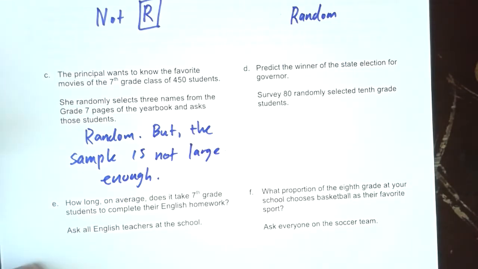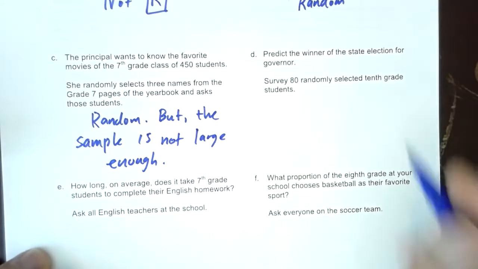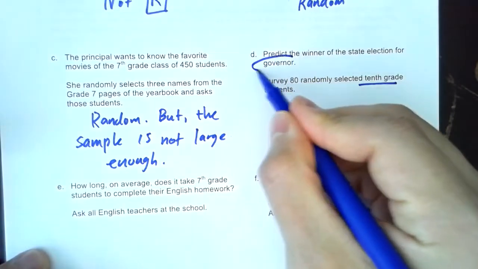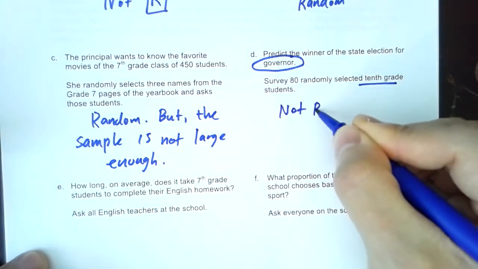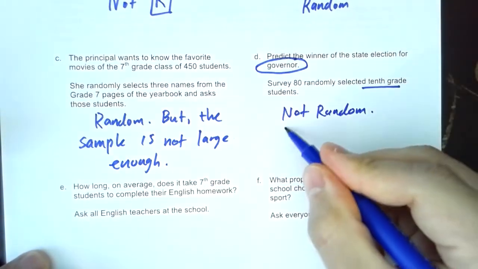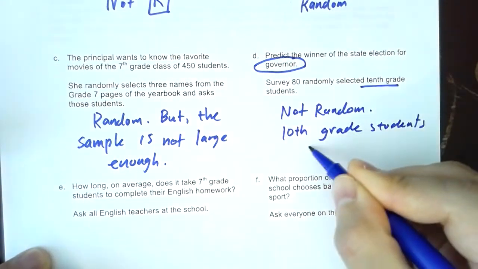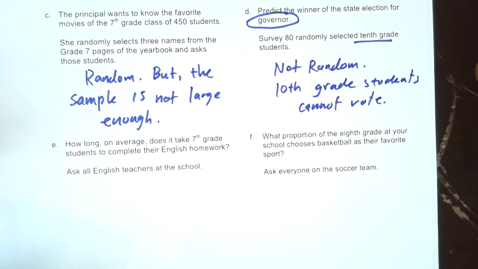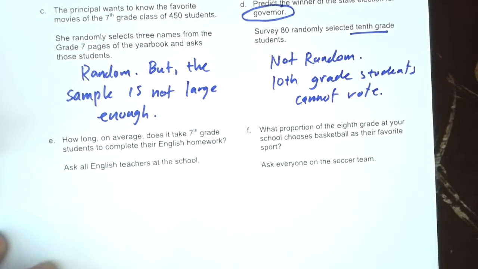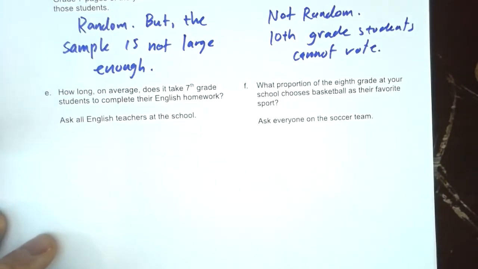Predict the winner of the state election for governor. Survey 80 randomly selected 10th grade students. 10th grade students, and you're talking about the winner for an election. This is not random. This is not good. 10th grade students can't even vote. Right? So you have to understand the context matters. You can't just ask kids or high school students or preschool students about an election because now all of a sudden your pool is not even effective at all. It does not fit the context.